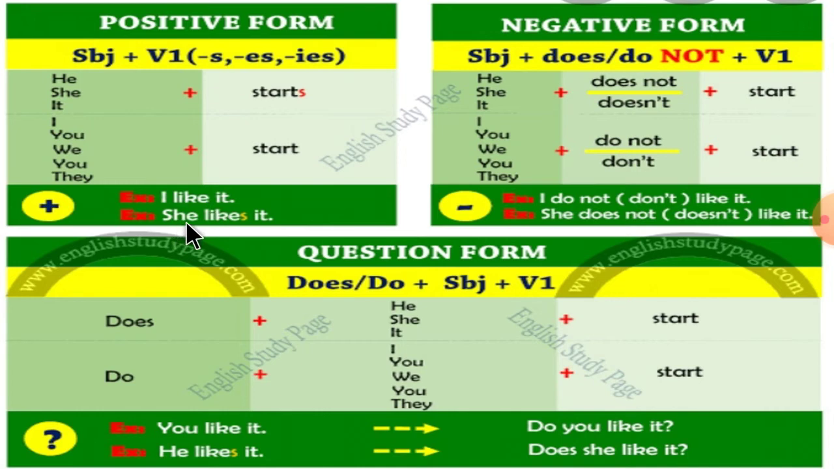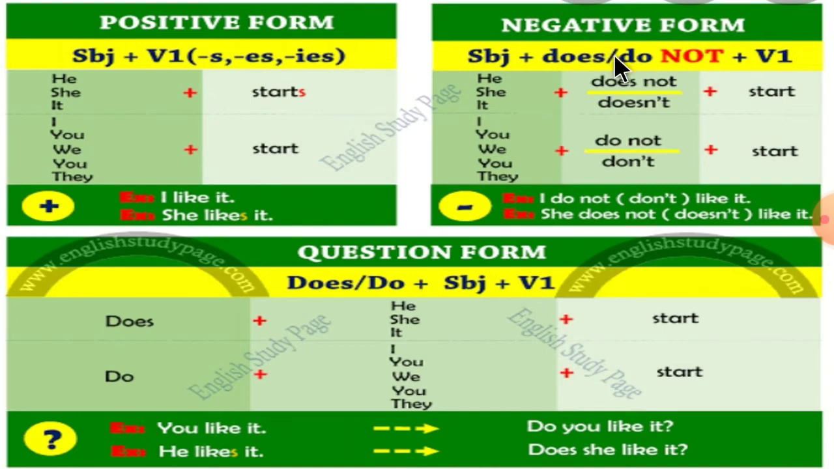Then next is she likes it. So here you are making a sentence with she, so you have to add s. See here, I have written with a different color so you can easily observe that. When you are making a positive sentence with I, you, we, you or they, you don't need to add anything. But when you are making a positive sentence with he, she or it, you have to add s.